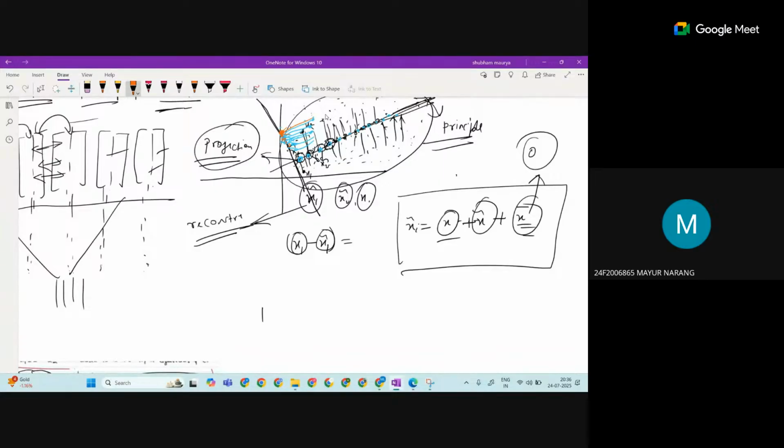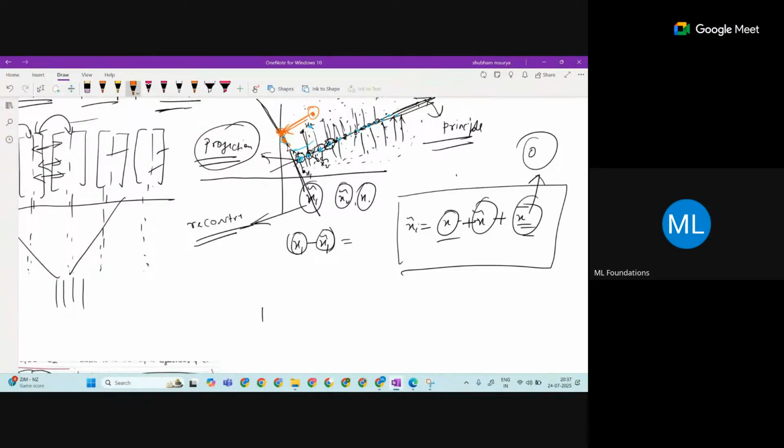Close to what, sir? Sorry, close to the second projected data. Suppose here is one projected data point. Suppose you projected this data here, and here is another data point. You projected it on this line, and it is very close to the one you have already projected.